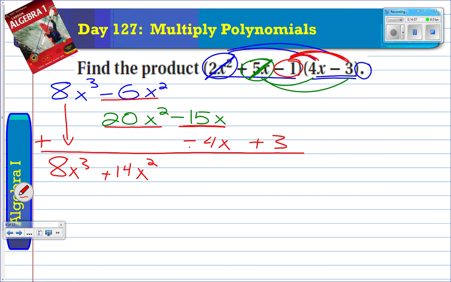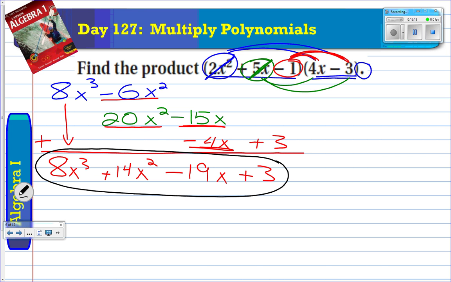Negative 15x minus 4x. Negative 15 minus 4 is negative 19. Okay, if that needs to be done on the calculator so you don't get confused by double negatives, then by all means do that. Negative 19x. And then I just have a 3. If you keep recording your steps this way, your answer will always be simplified. 8x cubed plus 14x squared minus 19x plus 3.